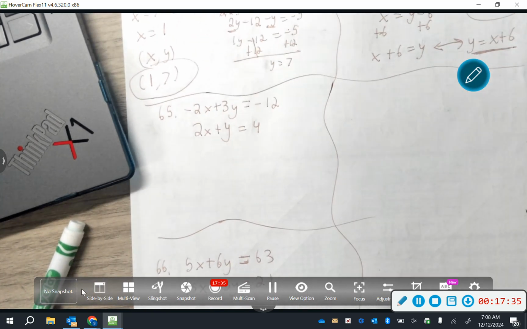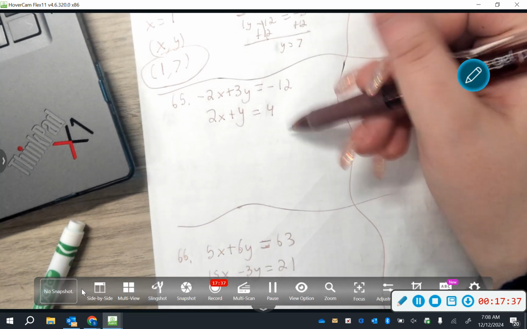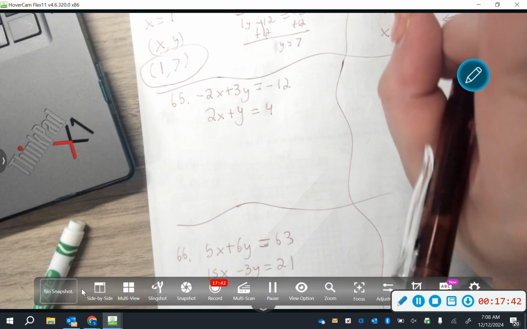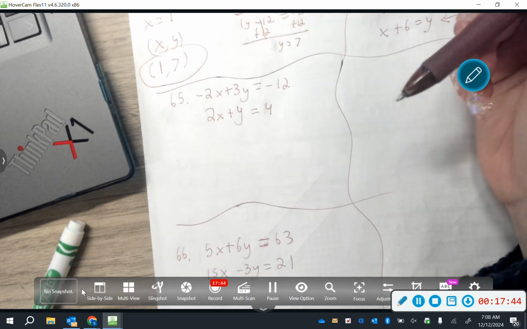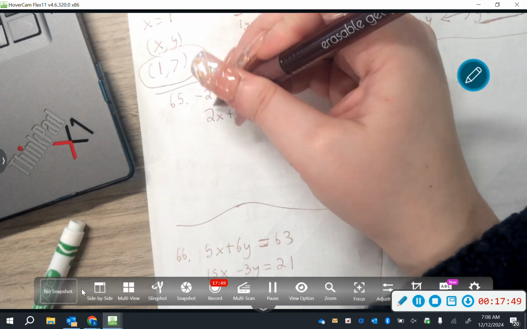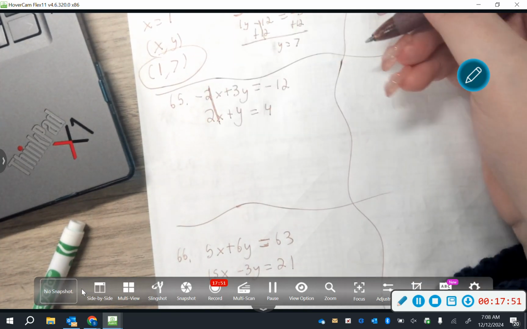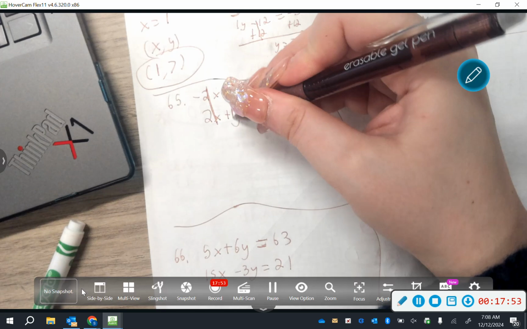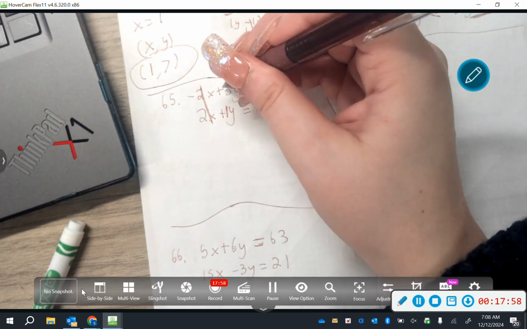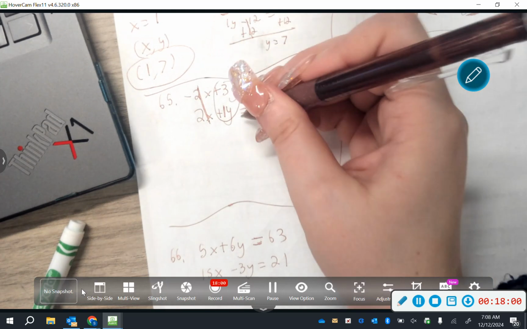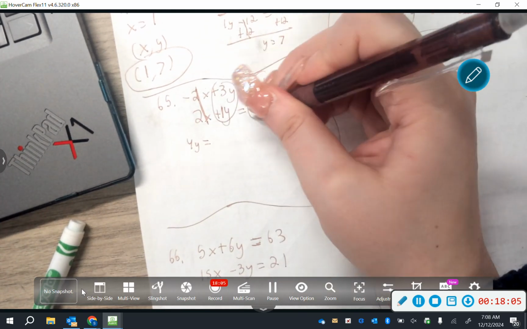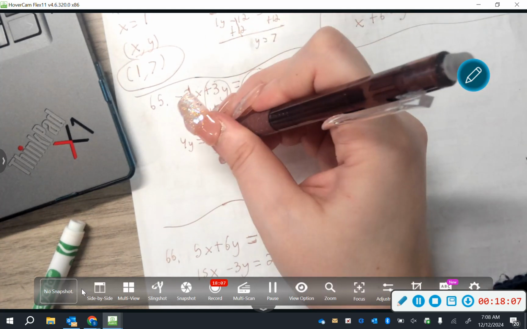Okay, down here. This one, I don't want to use substitution because there's no variable that's by itself. I'm going to want to eliminate on this one, and here's why. Because I already have opposites here. I already have a negative 2x and a positive 2x. These two are going to cancel out. Remember, if there's no number in front of my variable, it's a 1. Once I've canceled something out, I'm going to combine what's left. Well, 3y plus 1y is 4y equals negative 12 plus 4 is going to be negative 8.